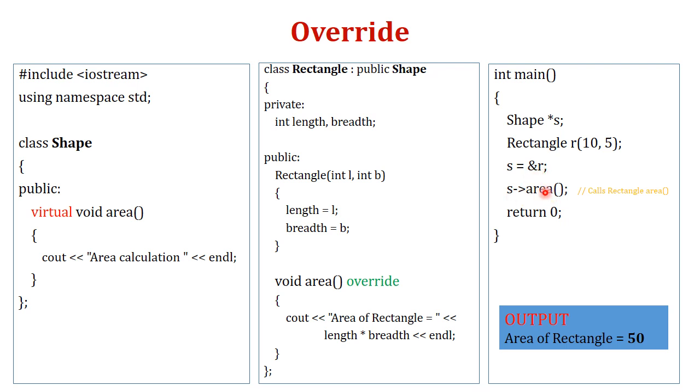So automatically the compiler will execute only the derived class function. It means the derived class function overrides the base class function, even though the name is the same and the signature is the same. So finally the result will be printed here.